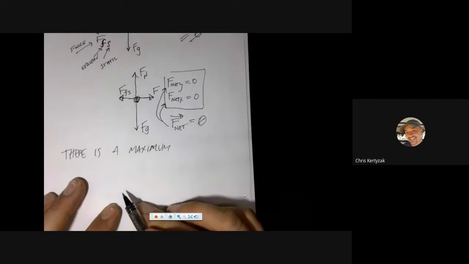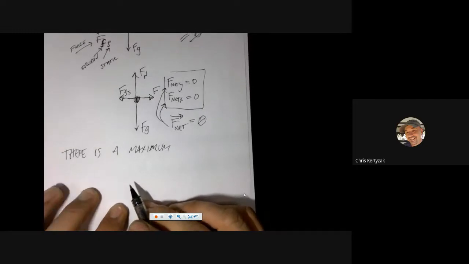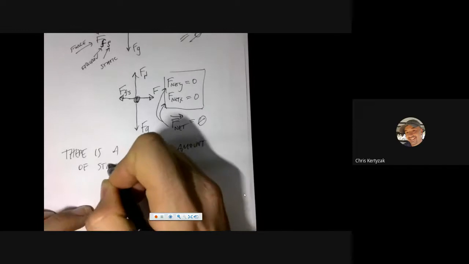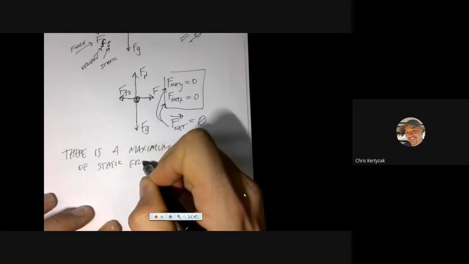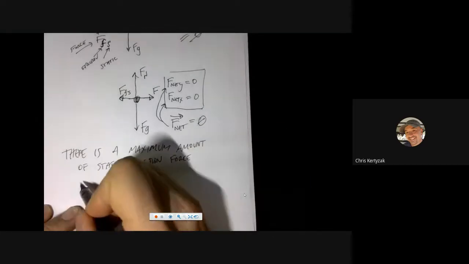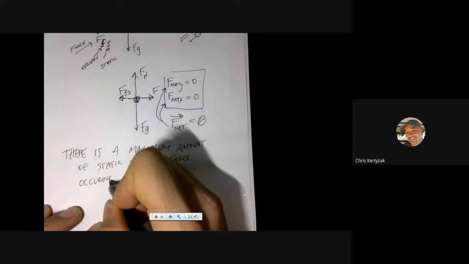And so this is an important part. There is a maximum, because this is usually what the AP exam refers to when they decide to give you a static friction problem. Usually it's in reference to this maximum amount of force that static friction can use to prevent the motion. So there is a maximum amount of static friction force occurring underneath all objects.